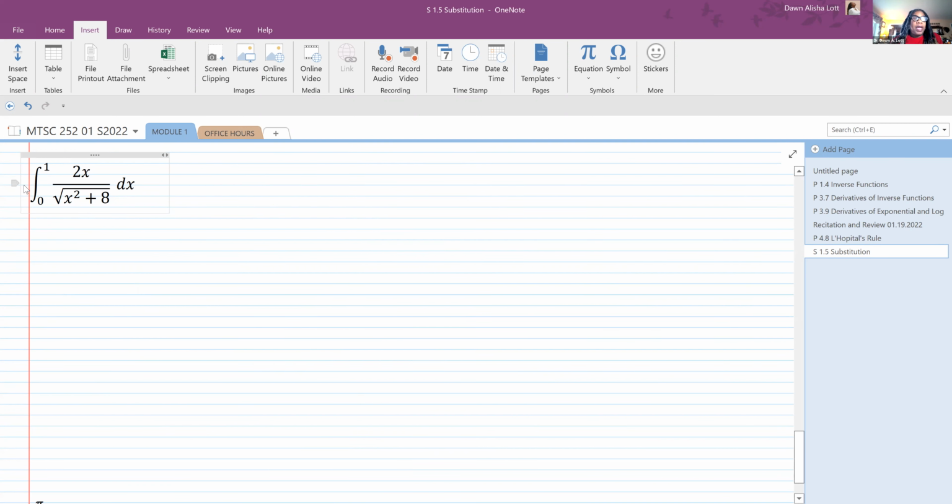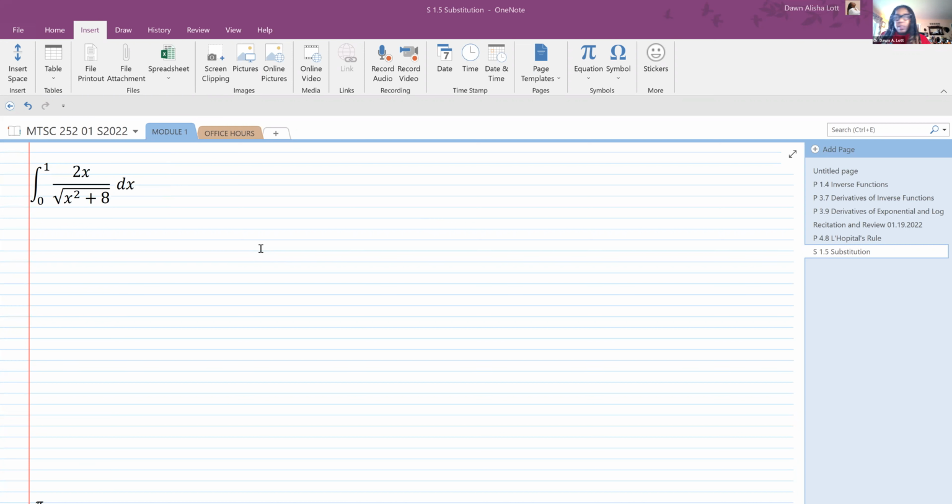What this integral actually means. What does this integral actually mean? Why would we compute this integral? What does the definite integral actually represent? Anybody know? Would it be from 0 to 1? And what is it from 0 to 1? Okay, I have a few people. Good.